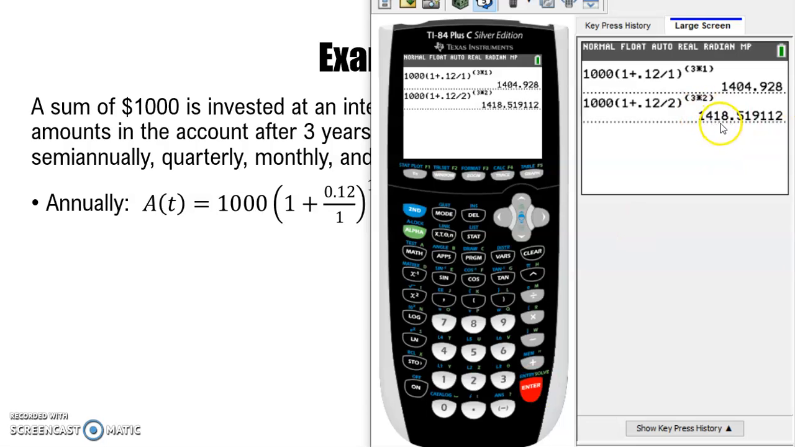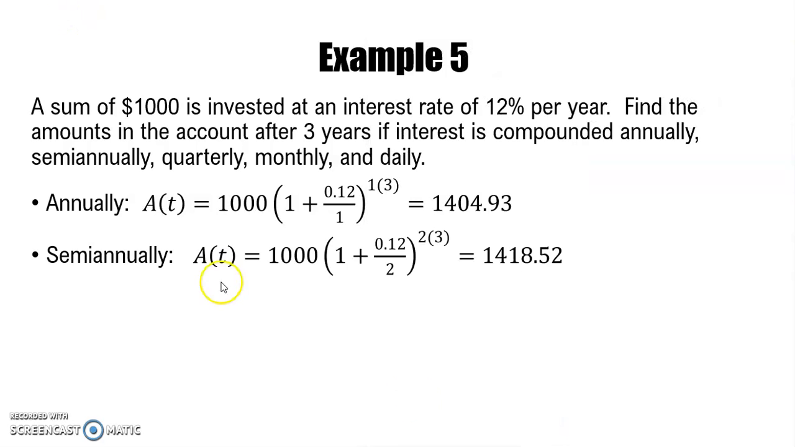Okay, and I got 1,418.52. We always round this for money because we're talking about money. So you always round to the hundredths place with this. So that's my answer, and here is my work. So I had 1,000 times (1 plus 0.12 over 2) to the 2 times 3, which is this. Now I'm going to encourage you to do the next 3, pause the video, do the next 3, and then press play, and I'll just uncover my work so you can see all of those answers.